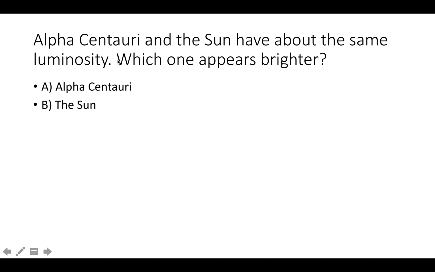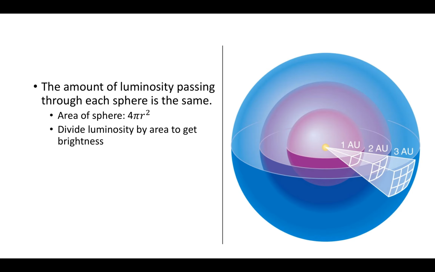Okay, question for you. Alpha Centauri and the Sun have about the same luminosity. Which one appears brighter? I hope you say the Sun, because of distance-wise. The Sun is closer to us than Alpha Centauri. All right, so the amount of luminosity that passes through each sphere as it's traveling is the same. So you can figure this out by looking at the area of a sphere, 4 pi r squared, divide the luminosity by the area to get its brightness.